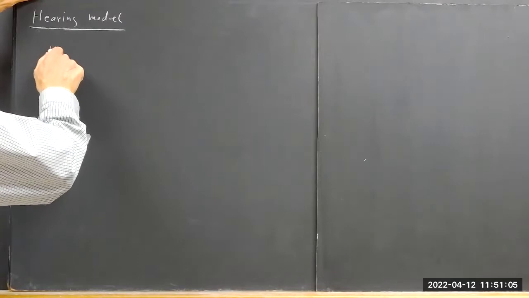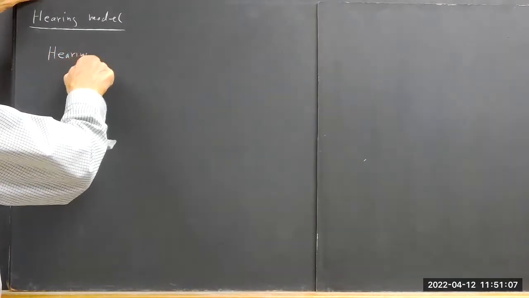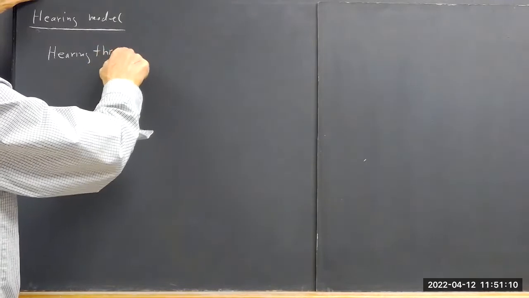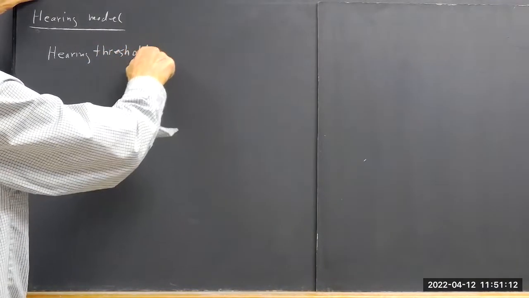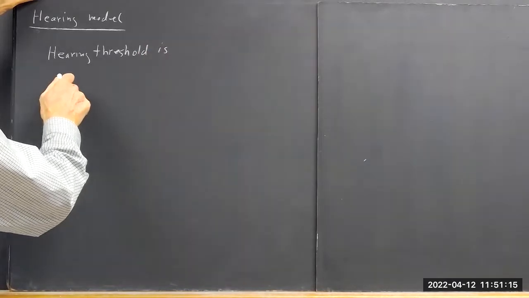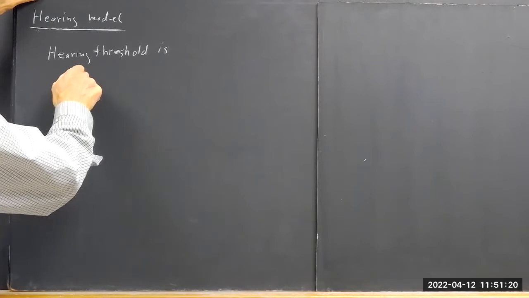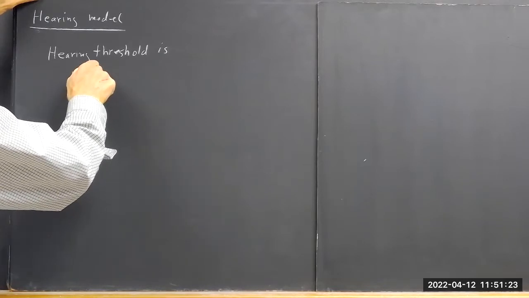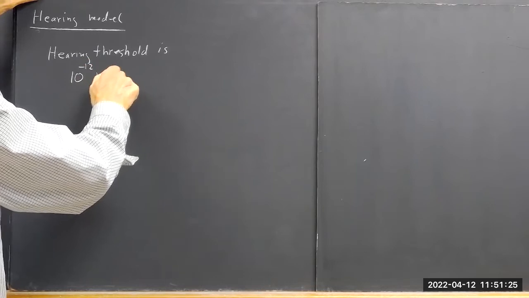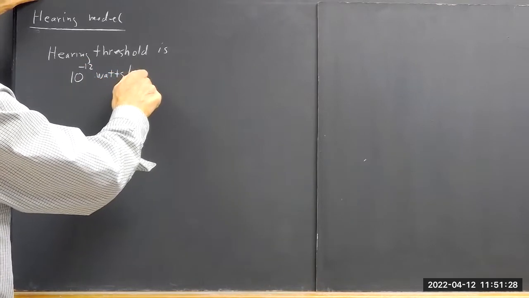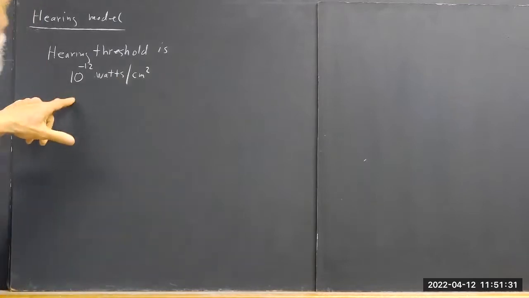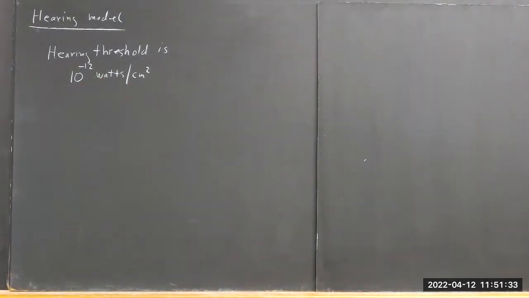The hearing threshold is, I'll just write it. Ten to the negative 12 watts per square centimeter. Now, what's a watt? Well, you have 100-watt light bulbs.